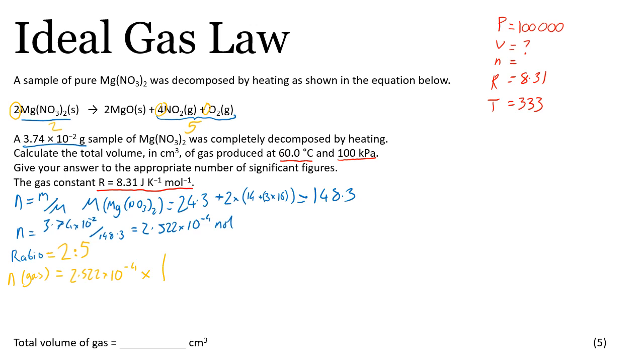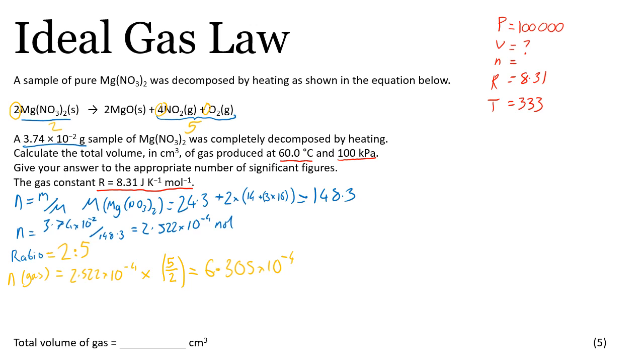Multiplied by whatever you're going to, which is the 5, and divided by whatever you're going from. So times 5 divided by 2, because I'm going to 5 moles of gas coming from 2 moles of the magnesium nitrate, and that gives you 6.305 times 10 to the minus 4, when the decimal point is obvious.